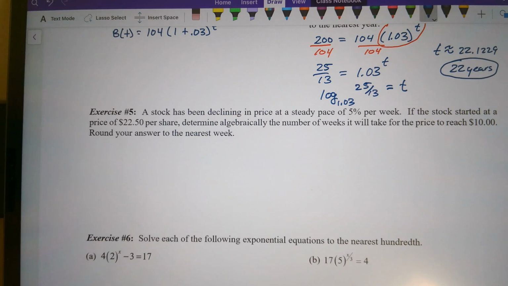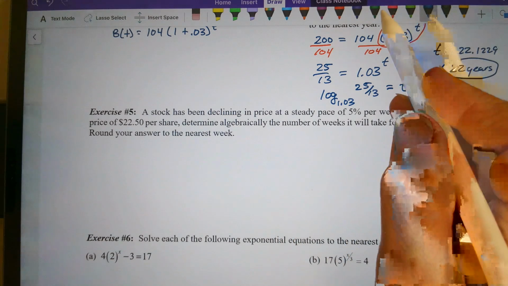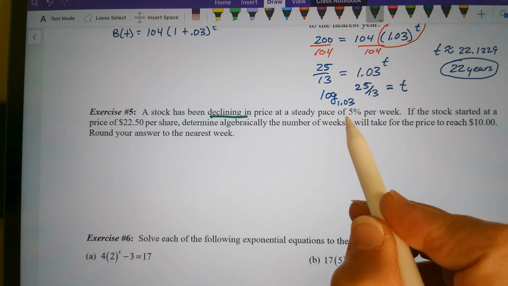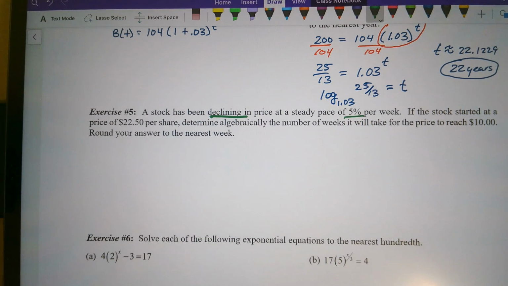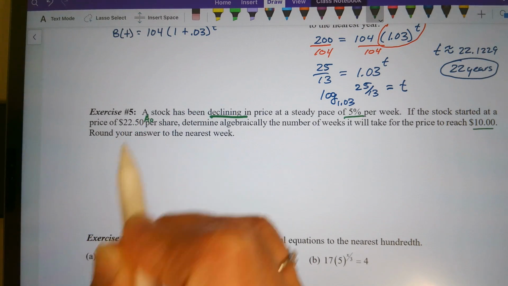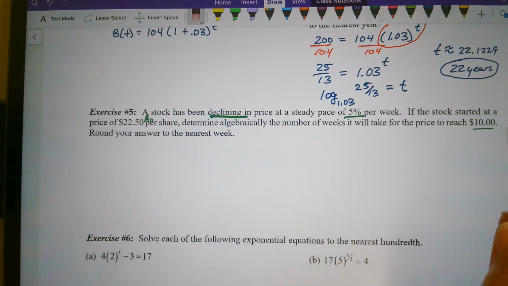Exercise 5, a stock has been declining in price, decreasing at a steady pace of 5% per week. If the stock started at a price of $22.50 per share, determine algebraically the number of weeks it will take for the price to reach $10. So this is the starting amount, A sub 0, and this is our A of t after so many weeks.